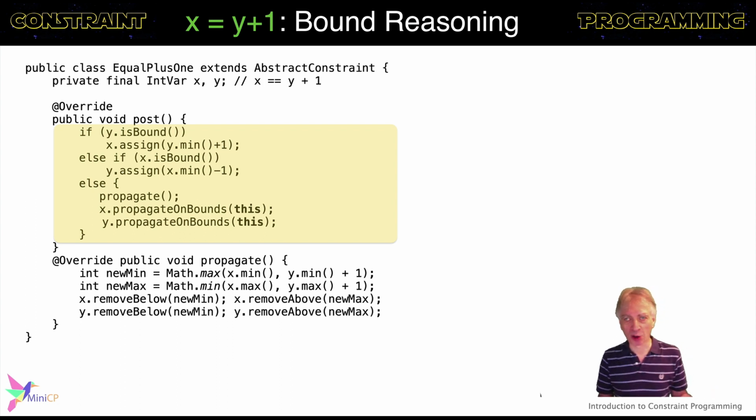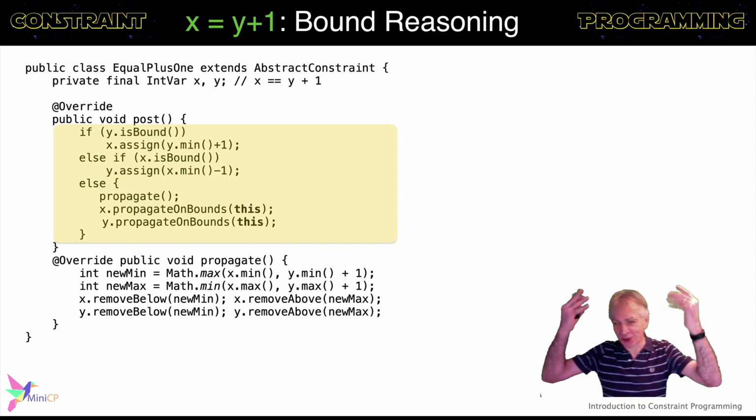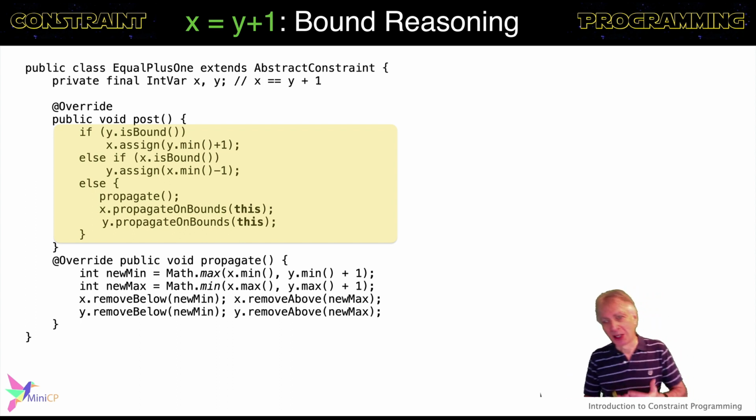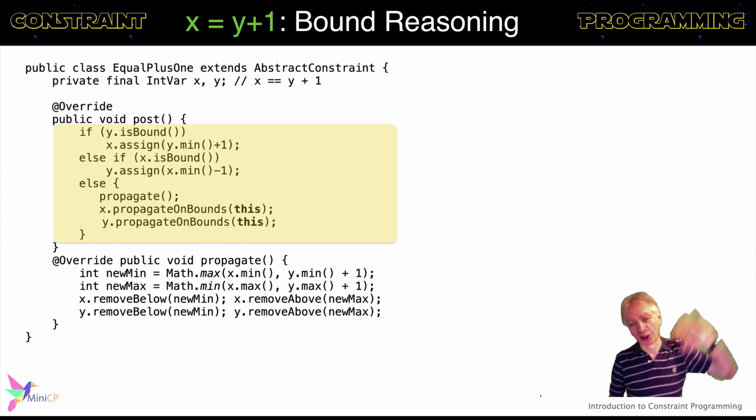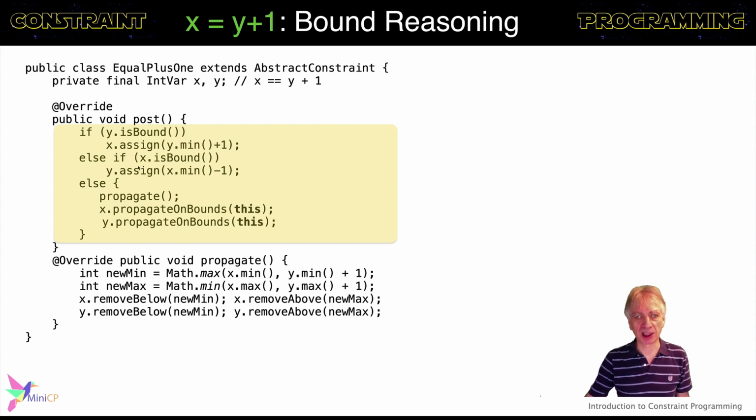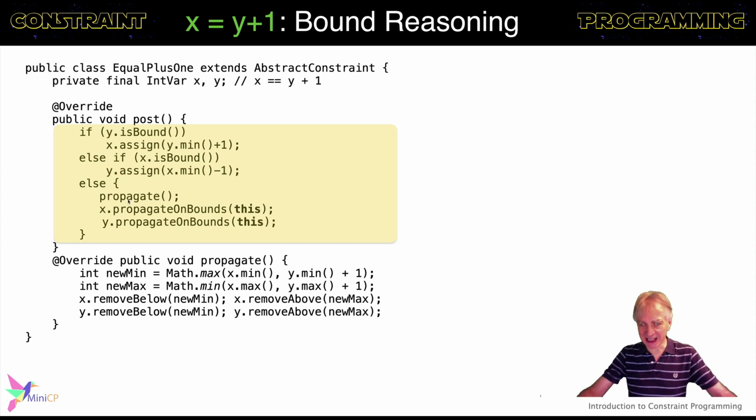And we are using bound reasoning here. So remember, the first thing we did for the SEND + MORE = MONEY problem a long time ago. What you see here is the post method, which is once again reasonably simple. You test if y is bound, you can assign the value y plus 1 to x. If x is bound, you assign the value of x minus 1 to y. Otherwise, you call propagate. That's the initial propagation, I'm going to describe it in a moment. And then you link again the two variables x and y.